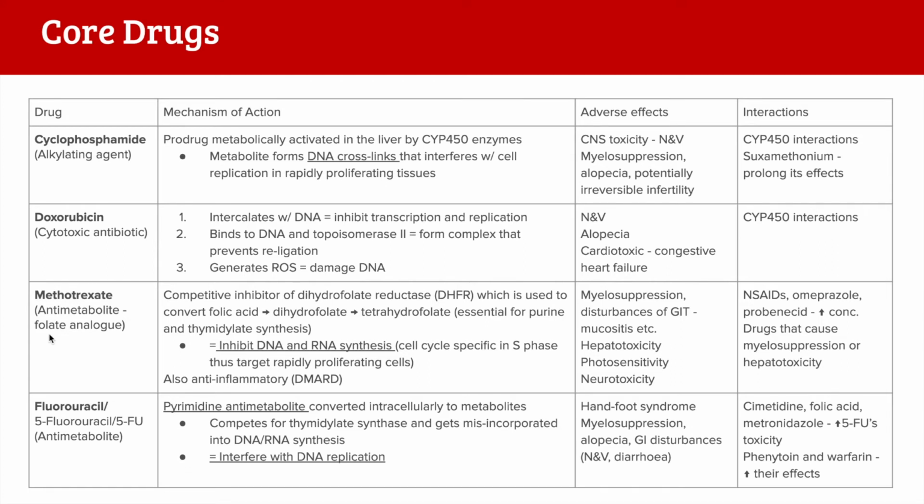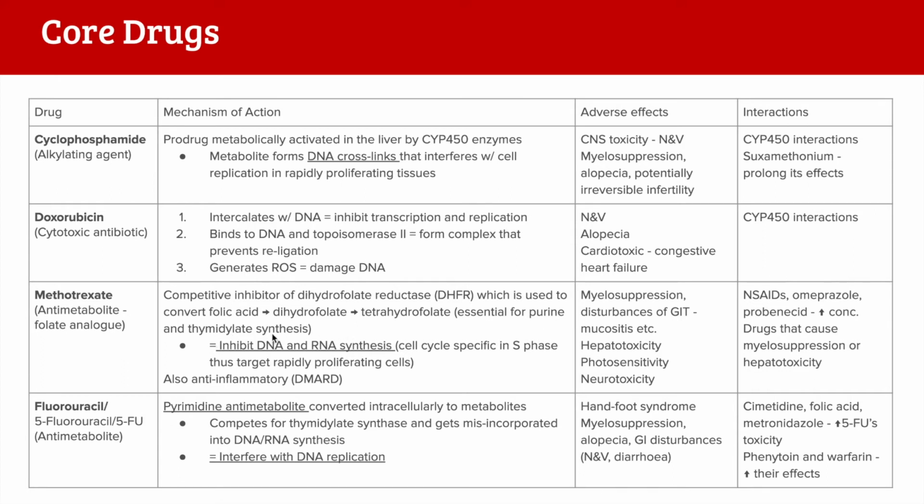Next is methotrexate. It's an antimetabolite. It's a folate analog. Remember, antimetabolites affect DNA synthesis. This one in particular is a competitive inhibitor of dihydrofolate reductase, DHFR, which is used to convert folic acid to dihydrofolate, and convert that to tetrahydrofolate. And tetrahydrofolate is essential for the synthesis of purines and something called thymidylate synthesis.